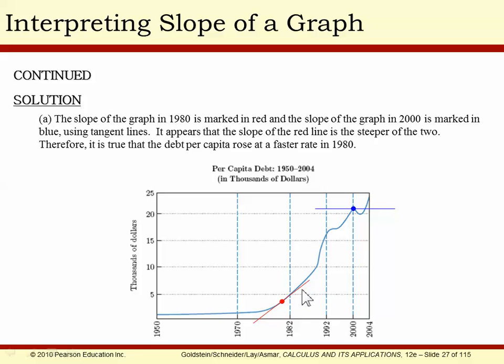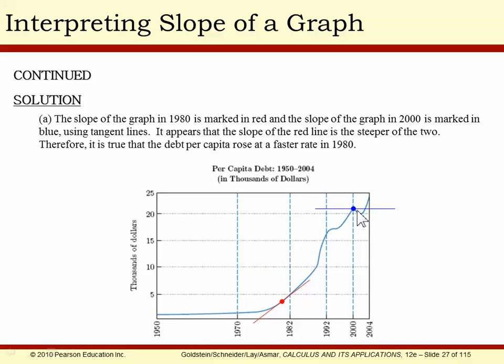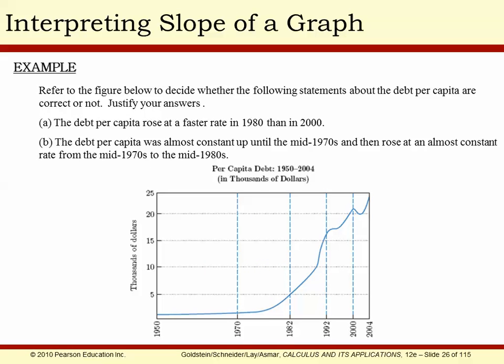It looks like the values on the y-axis here are going up pretty steeply. Over here, remember, a flat line means a zero rate of change. It's not going up or down. So in 2000, the rate of change at a certain time was 0. Okay? Now part B is asking about the debt per capita being almost constant.